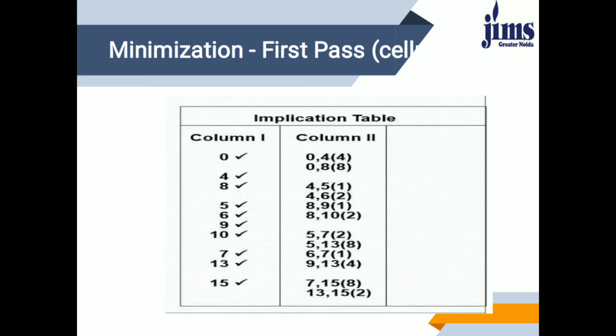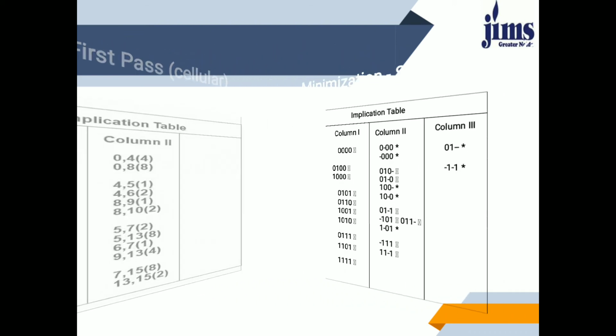So we have written 4, 5 and 4, 6. Then 8 is comparable with 9 and 10, so we have written them. So this is the way we can make an implication table. This is the first pass.